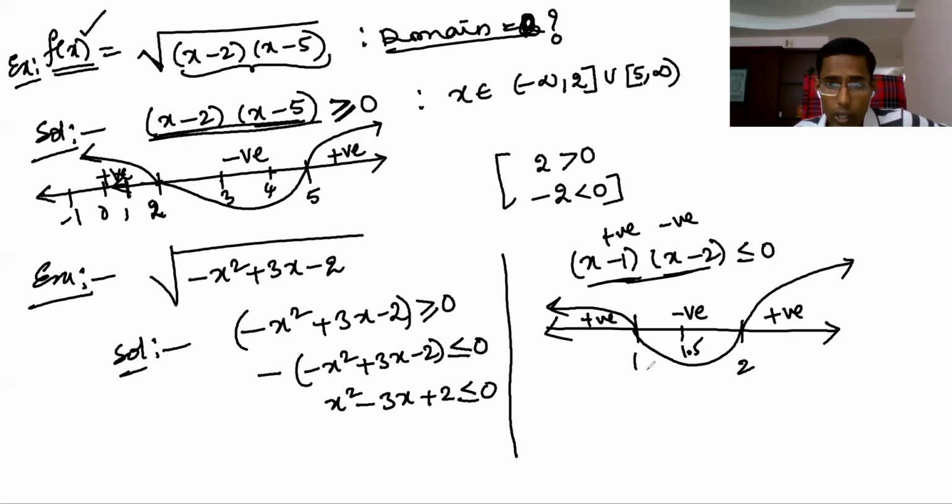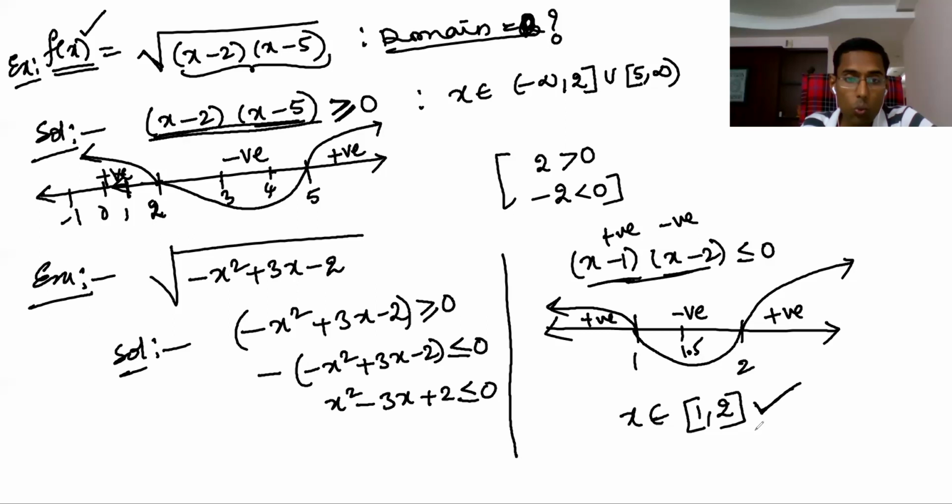So this is how you should find it. So that means x belongs to what? 1 to 2, between 1 and 2. So between 1 and 2, you are going to get your domain. Your domain is 1 to 2.